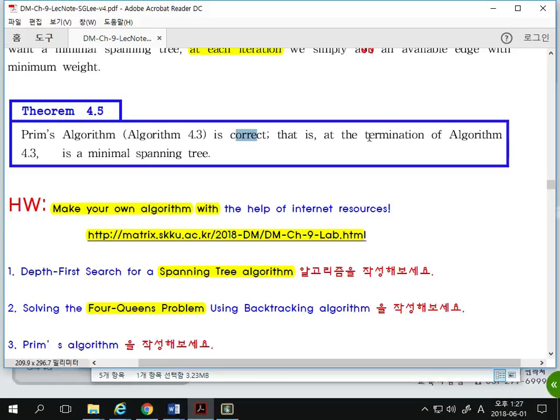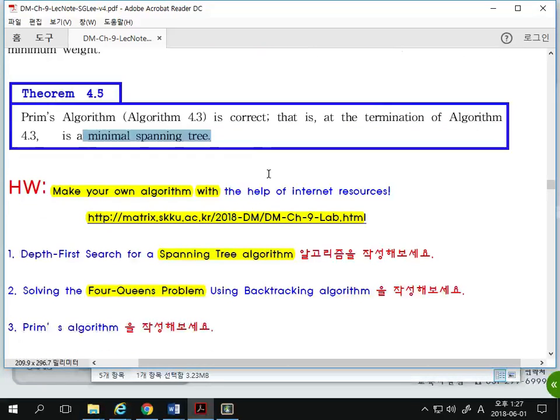At the termination of the algorithm, the result is a minimal spanning tree. Yeah, so with that algorithm, our output will be a minimal spanning tree from the given graph.